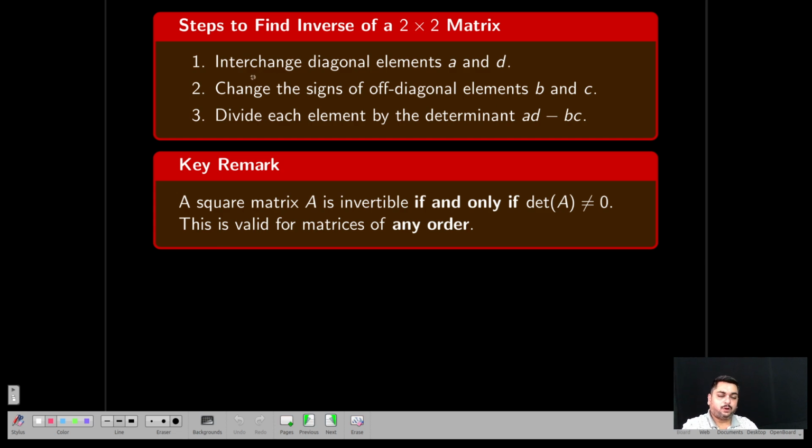Now, how to find the inverse of a 2 cross 2 matrix? It is straightforward. First, interchange the diagonal elements A and D. Diagonal elements means I am talking of the main diagonal or principal diagonal elements.